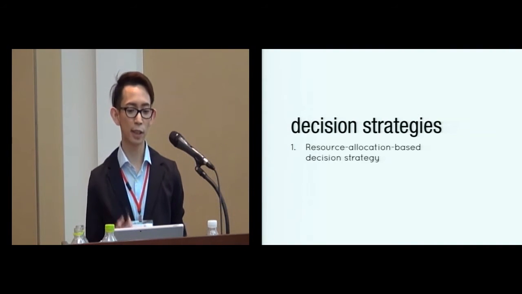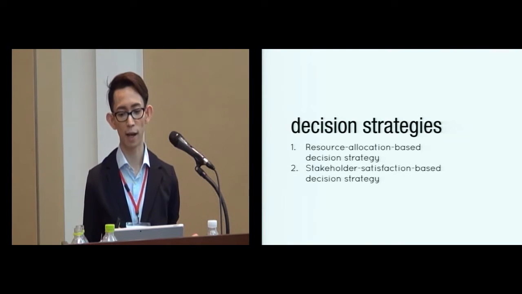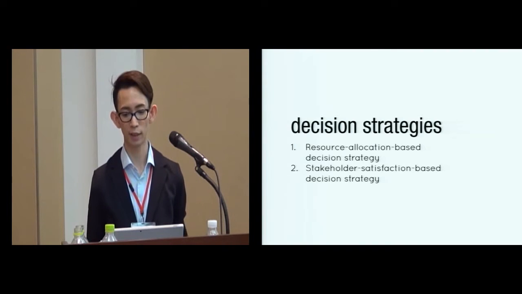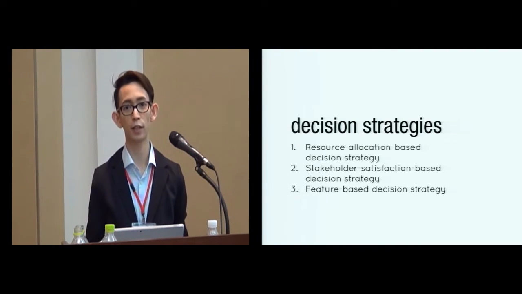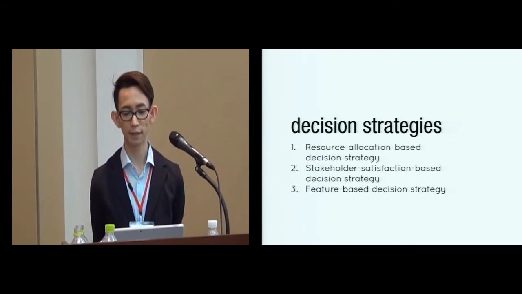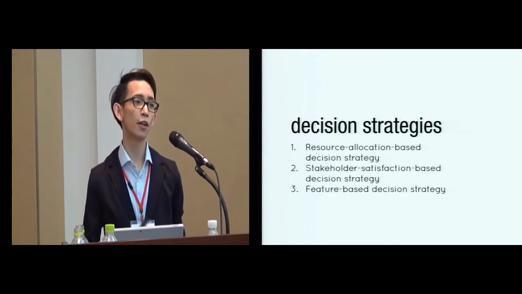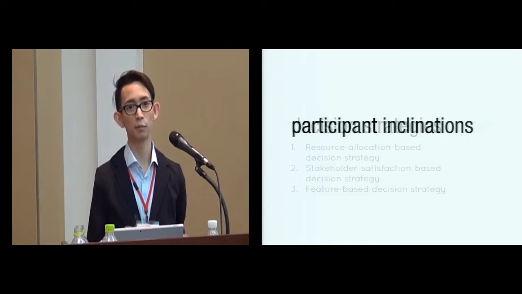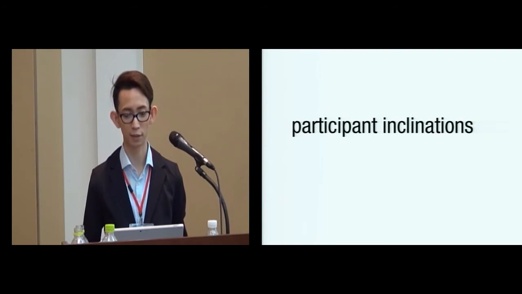The first is the resource allocation-based decision strategy, where their strategy is governed more by how balanced the resources are being allocated between each release. The next one is a stakeholder satisfaction-based decision strategy, where our participants preferred a happier stakeholder set. And then there's also the feature-based decision strategy, where they look more into how features are being implemented. Are the ones that have a lot of dependencies being implemented further at the beginning of your releases?